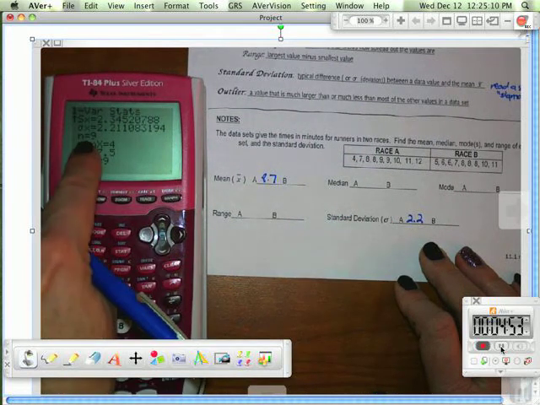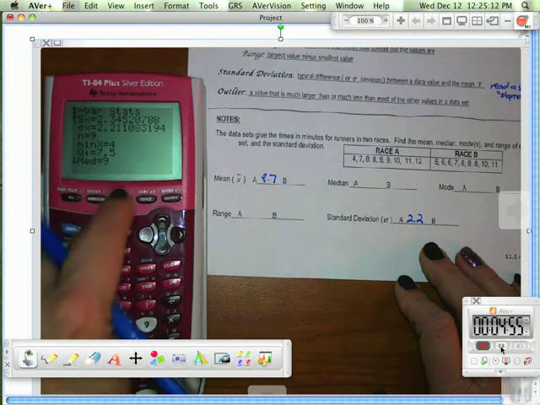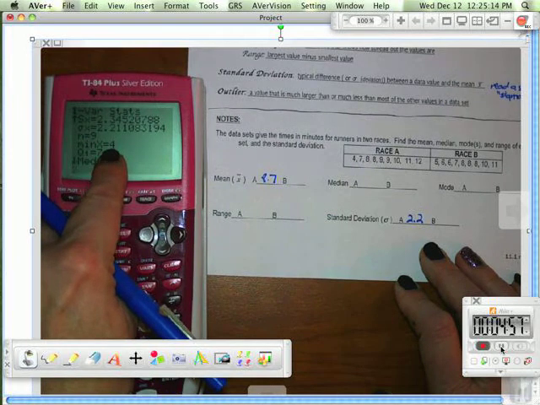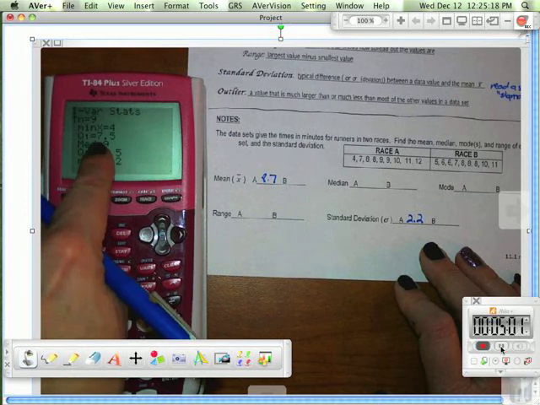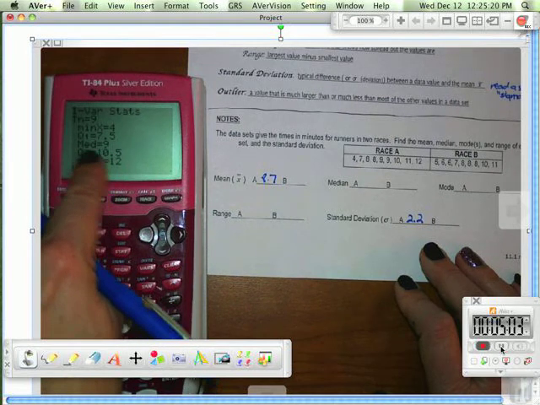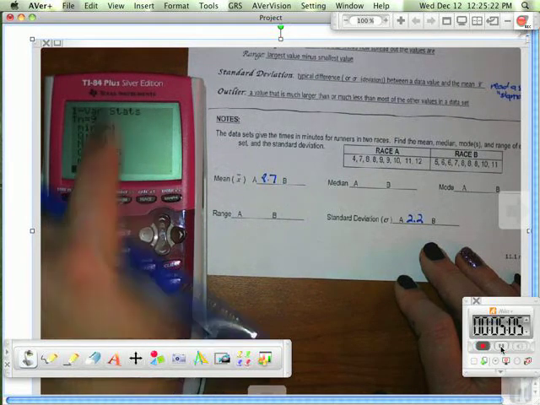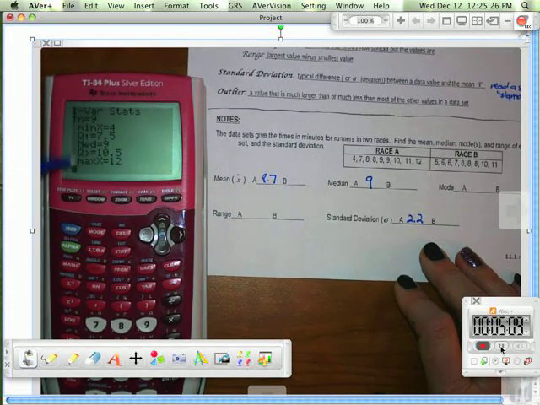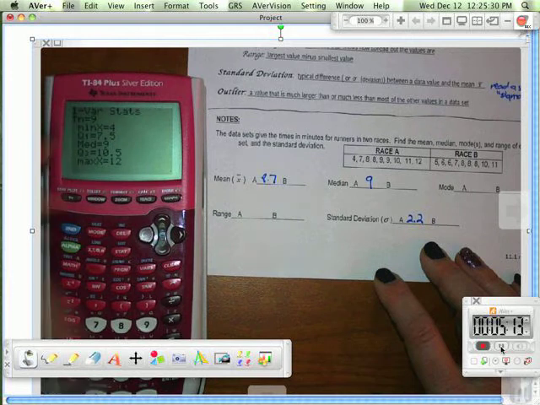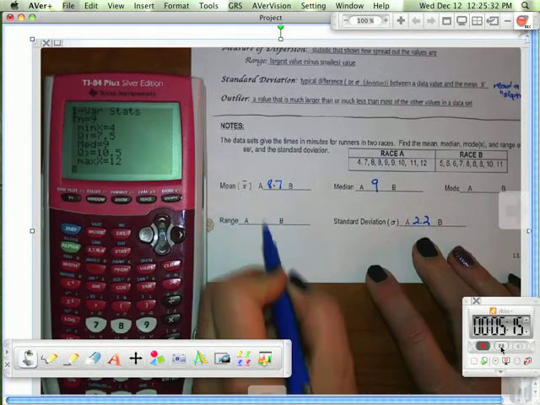This tells me how many pieces of data I had in there. That's the smallest value. The Q's here are quadrants if you were making a box and whisker plot, but we're not doing that. The MED is the median, so it's 9. Okay, this is the minimum number, this is the maximum number, so for the range I can subtract the smallest number from the biggest number. 12 minus 4 is 8.